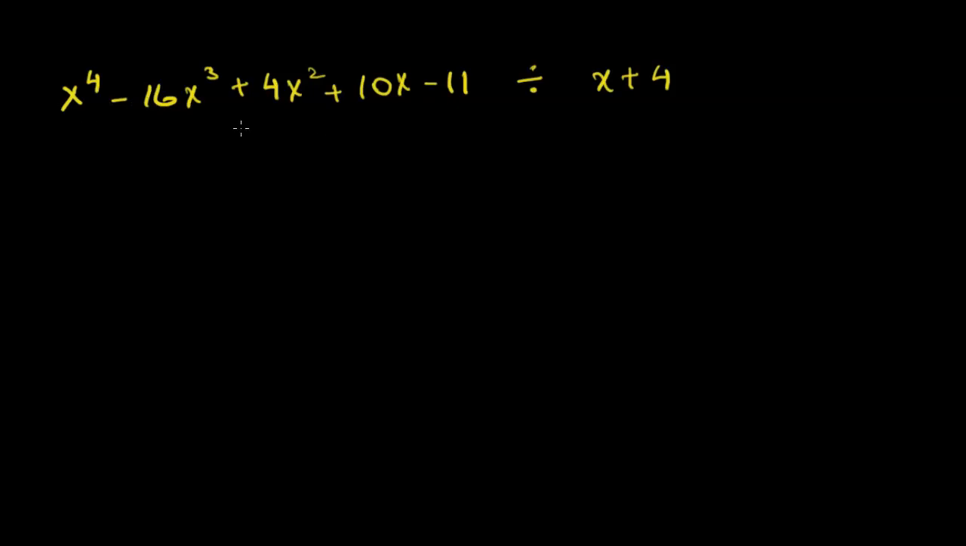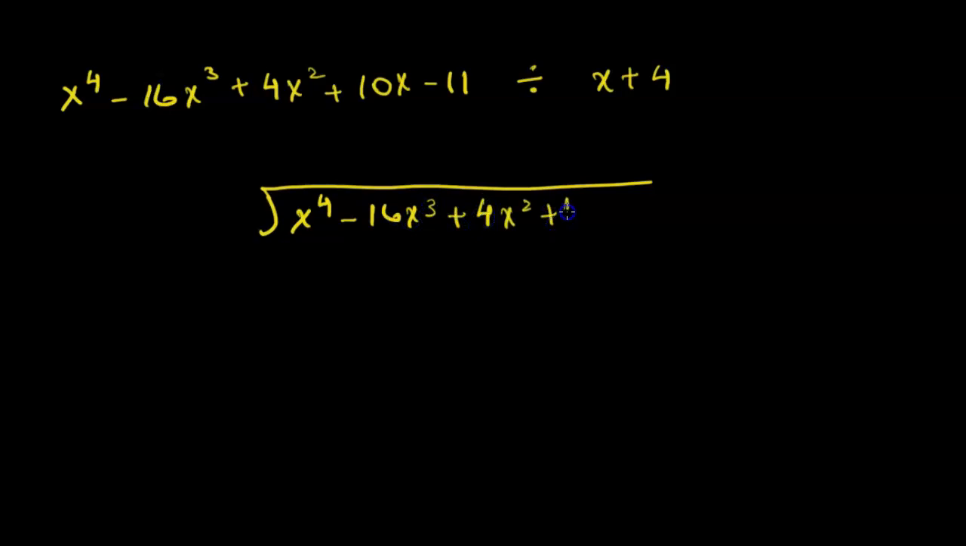Now the thing that we have to divide is called the dividend, so that goes inside the division bracket. We put x to the power 4 minus 16x cubed plus 4x squared plus 10x minus 11 inside, and x plus 4 is our divisor, which stays outside. Now when we have to divide, we think what multiplied by x would give us x to the power of 4, and that is x to the power of 3.